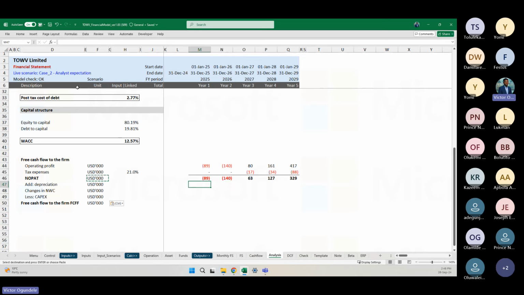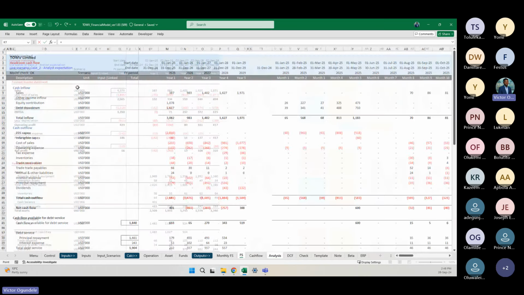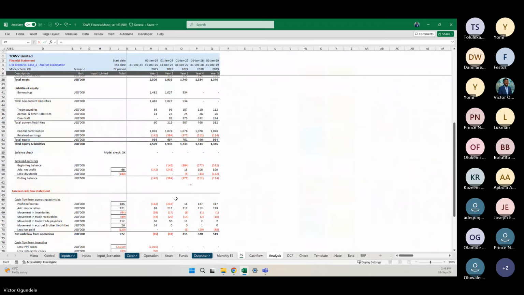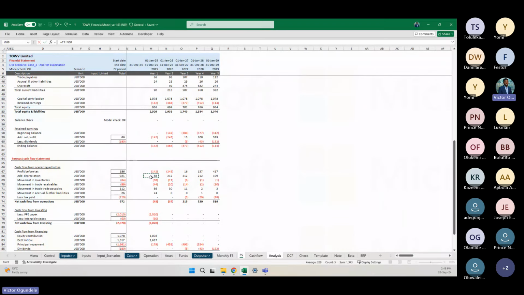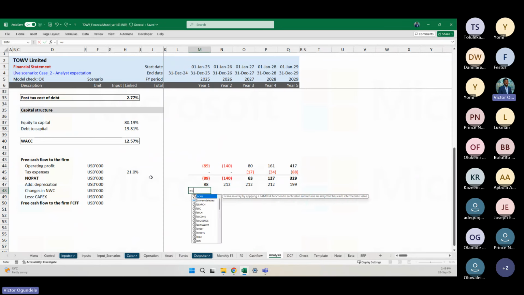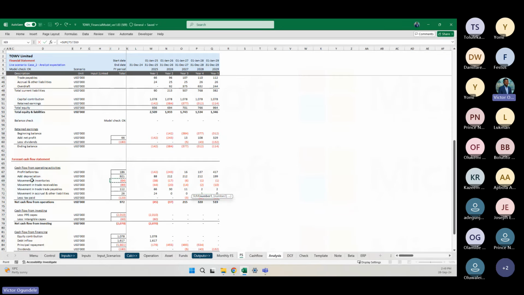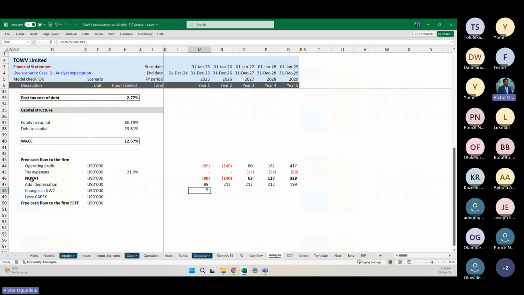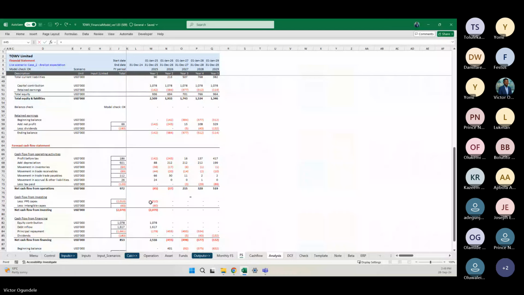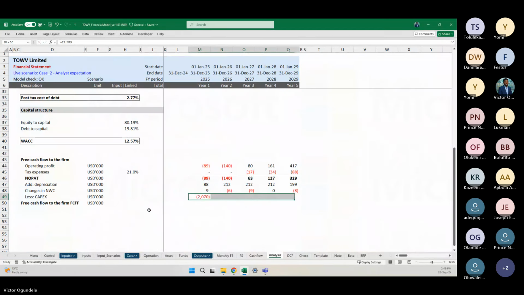Then I can go ahead and link them. So depreciation equal to, I can link that from my annual cash flow. Go to my cash flow, I just click on this. Then for my changes, I'm just going to sum everything under my movements from inventory down to movement in accruals and other liabilities. My capex, also link that to my cash flow from investing. Then I can sum these together.